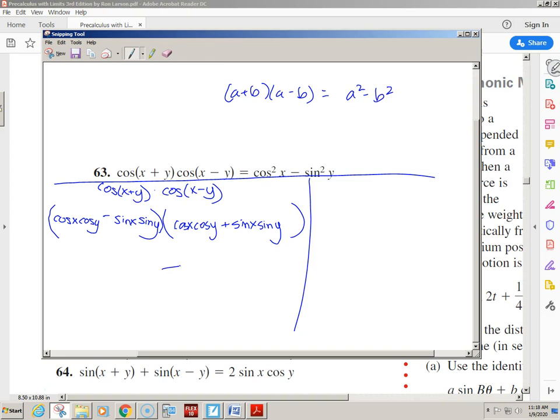So what happens if I just do a squared? The proper notation is to put the squares in there. But yeah, cosine squared of x, cosine squared of y. Okay, now it's b squared's turn.